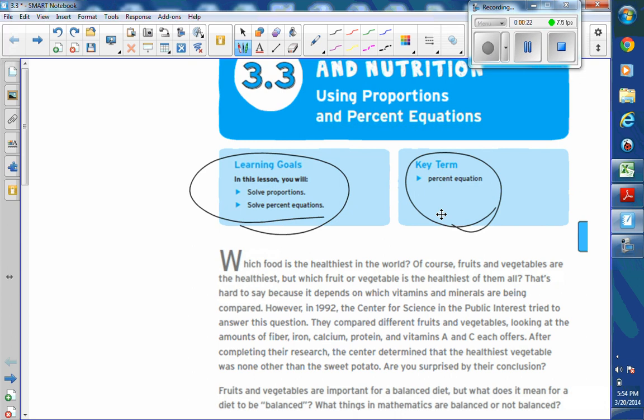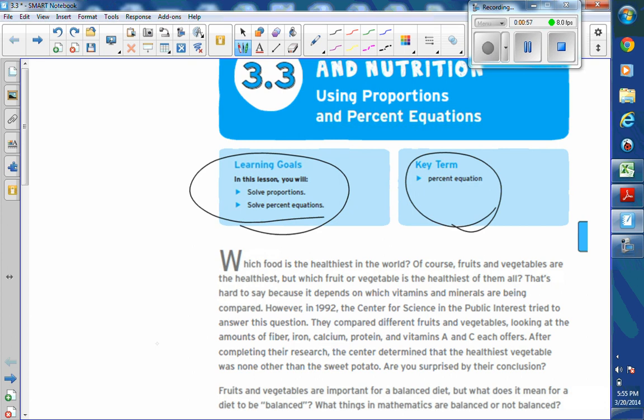Which food is the healthiest in the world? Of course, fruits and vegetables are the healthiest. But which fruit or vegetable is the healthiest of them all? That's hard to say because it depends on which vitamins and minerals are being compared. However, in 1992, the Center for Science in the Public Interest tried to answer this question. They compared different fruits and vegetables looking at the amounts of fiber, iron, calcium, protein, and vitamins A and C each offers. After completing their research, the center determined that the healthiest vegetable was none other than the sweet potato. Are you surprised at this conclusion?